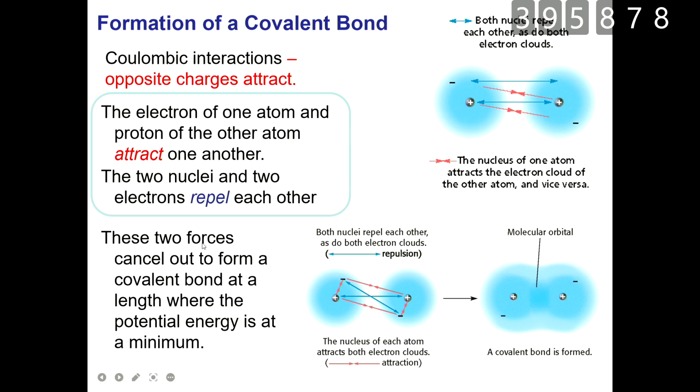So when these two forces cancel out, they are equal, right? So to form a covalent bond, at this length, where the potential energy is at a minimum, okay? So this is why the covalent bond can be formed between two atoms.